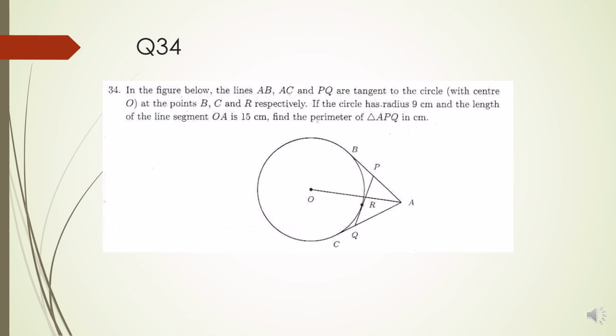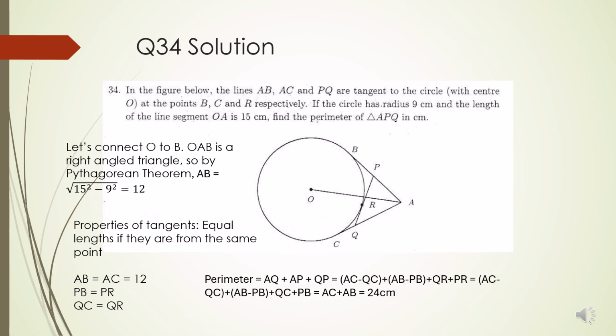This is question 34. Please feel free to try this question out. Okay, so this is how I solve this question. This question actually uses the Pythagorean theorem. Let's connect O to B, so we can form a triangle OAB. Since AB is tangent to circle O, we know that angle OBA is 90 degrees. So this fits the Pythagorean theorem, and we can find length AB, which is the square root of 15 squared minus 9 squared, which happens to be 12.